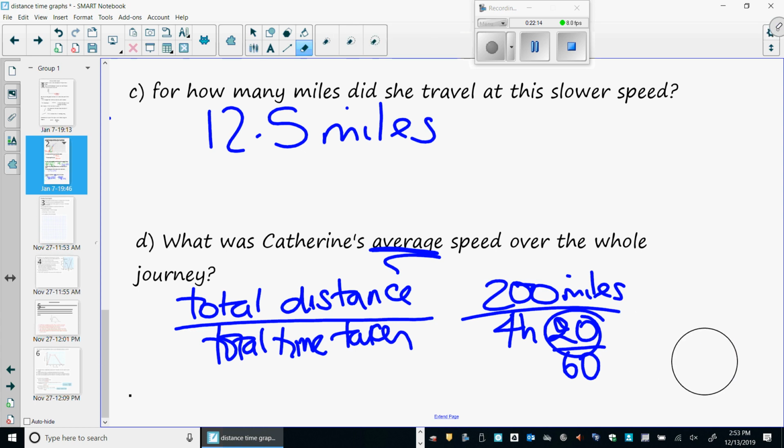Actually, that's not written very nicely. 4 and 1/3 hours. So can we change that to an improper fraction? You try to change that to an improper fraction. How would you change that? What would it be? It would be you do 4 times 3, which is 12 plus 1, so 13 over 3. Yes.